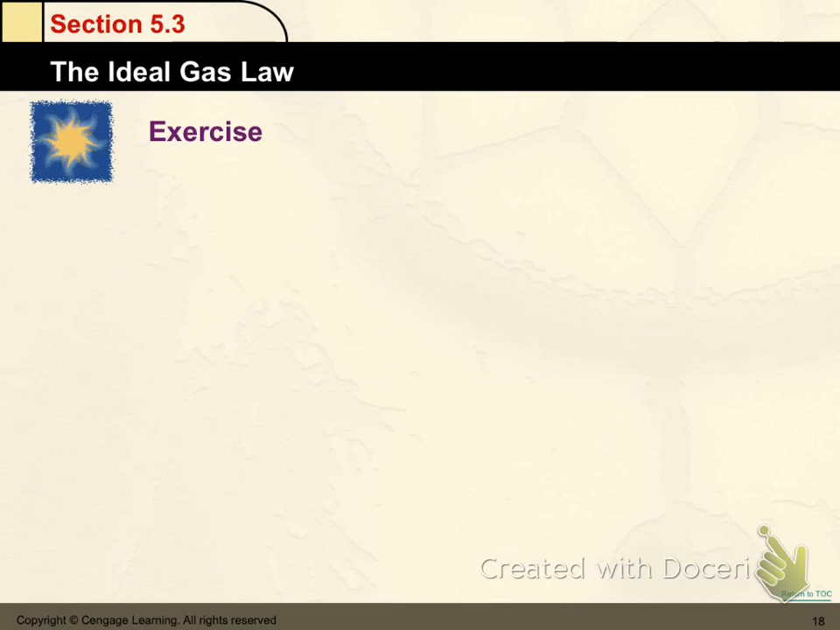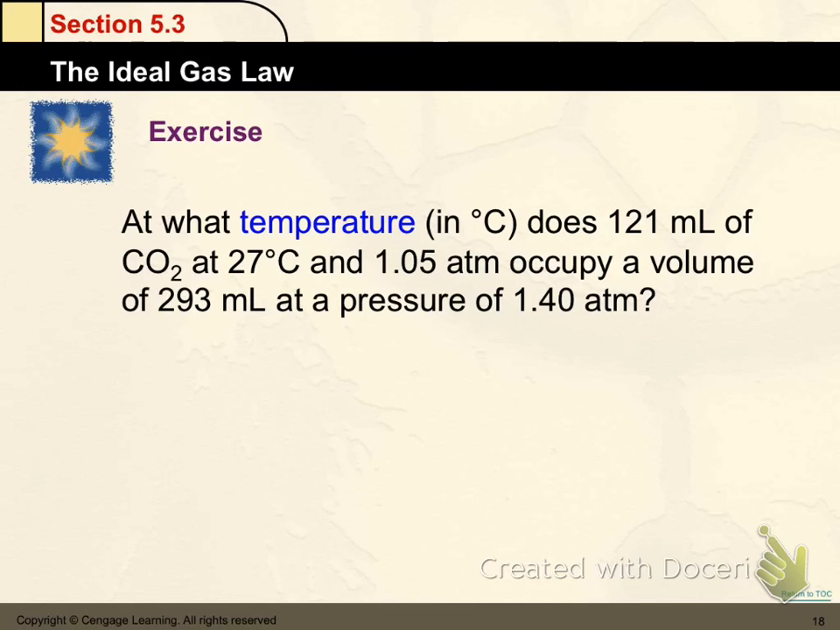All right, so let's work with the ideal gas law a little bit here. Here's a sample problem that we might see. Let's say we've got a volume of gas, carbon dioxide. It's 121 milliliters of that gas at 27 degrees Celsius and 1.05 atmospheres. So that's a pressure. We want that gas to increase in volume to 293 mils, and we want the pressure also to increase to 1.40 atmospheres. So we're asking, what does the temperature have to be in order for this gas to expand and also reach this amount of pressure? Okay, so that's our question.